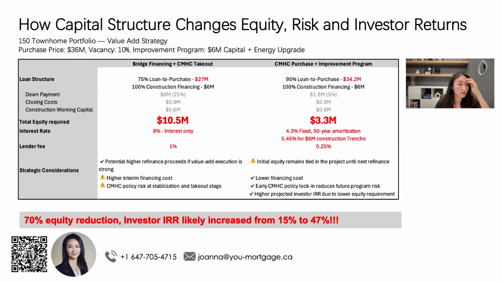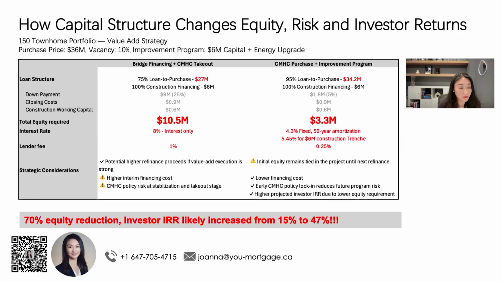The project is a little bit old, with a purchase price of around 330 million. It has 10% vacancy, so they want to use a value-add strategy. A project with vacancy is good for value add, especially in provinces that have rent control. If we're in Ontario or BC, we would love buying a property with existing higher vacancy, because we can finance this project in a better way.